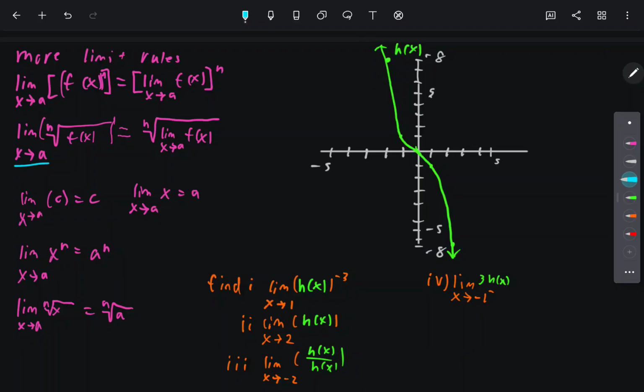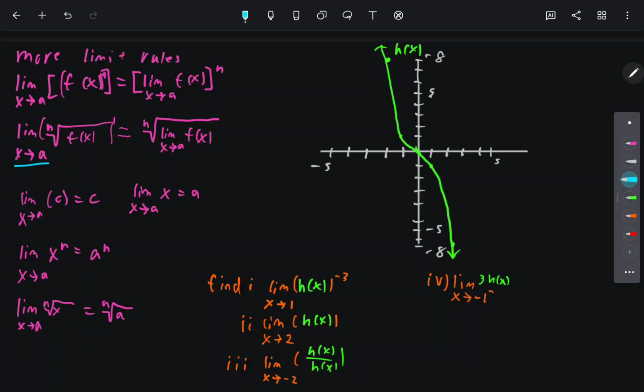The limit as x approaches a of x is equal to a. The limit as x approaches a of x to the n power is equal to a to the n. And finally, the limit as x approaches a of the nth root of x is just equal to the nth root of a. So I want to use these now to solve this problem that I've given us.